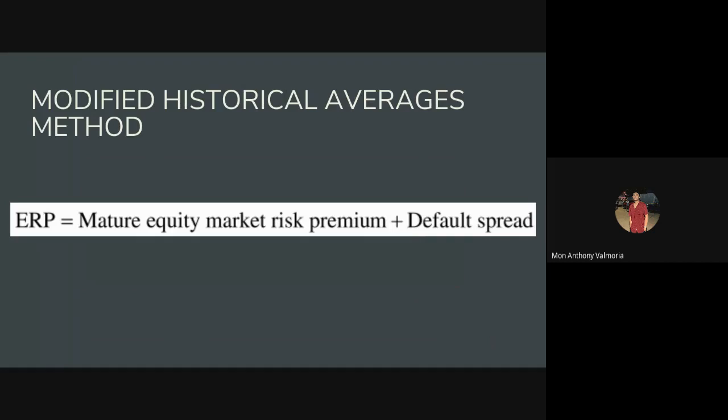It consists in making an adjustment to a base premium for mature equity markets. In practice, assuming the minimum possible risk for a stable country, a default spread is added that takes into account the greater risk of a less stable country. And the formula is ERP is equal to mature equity market risk premium plus the default spread, or the default difference.